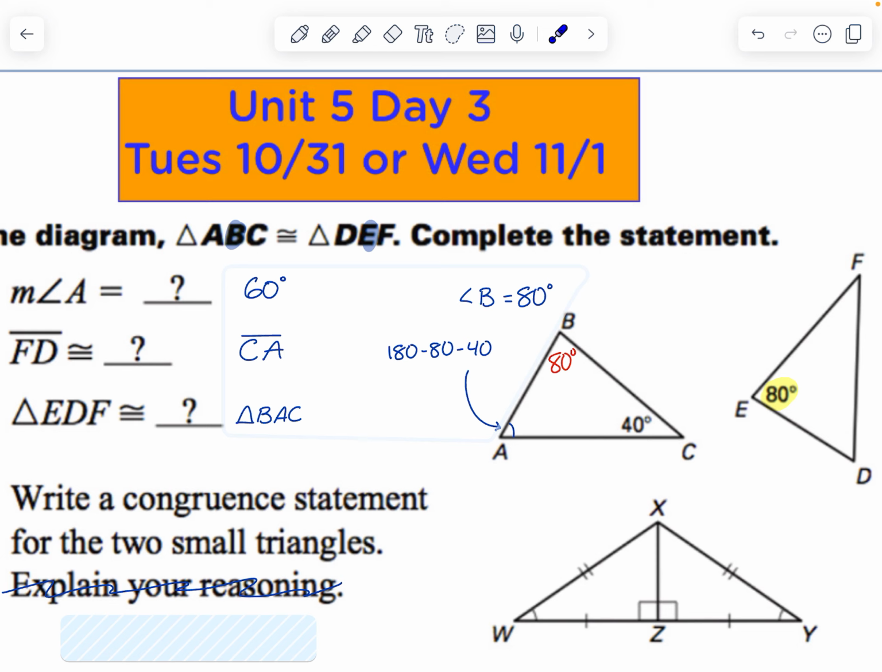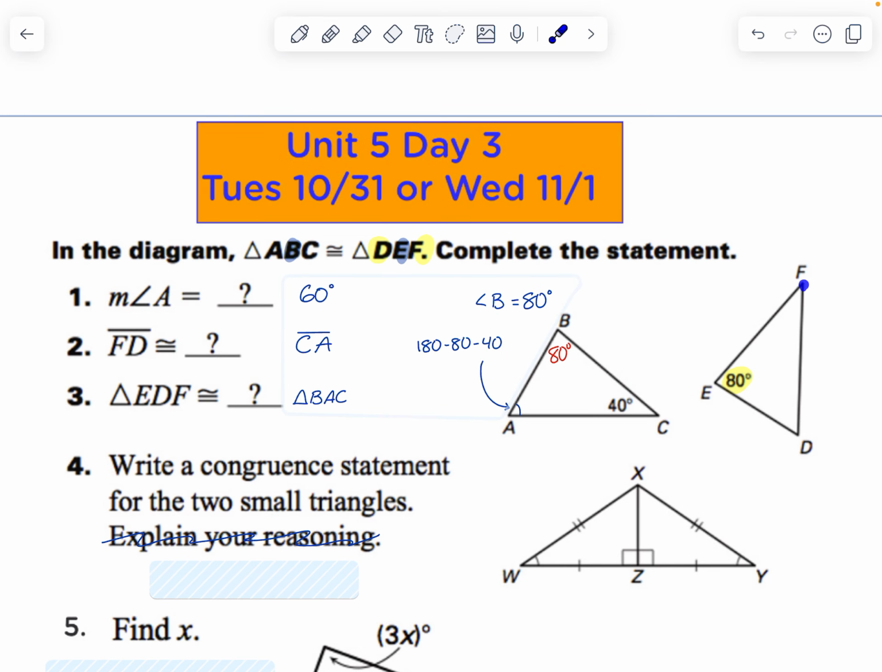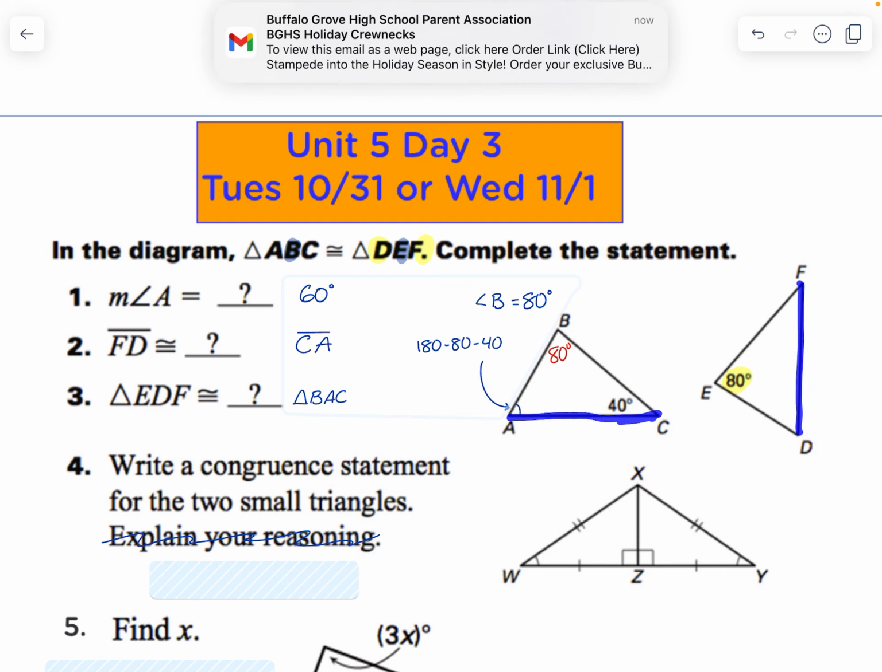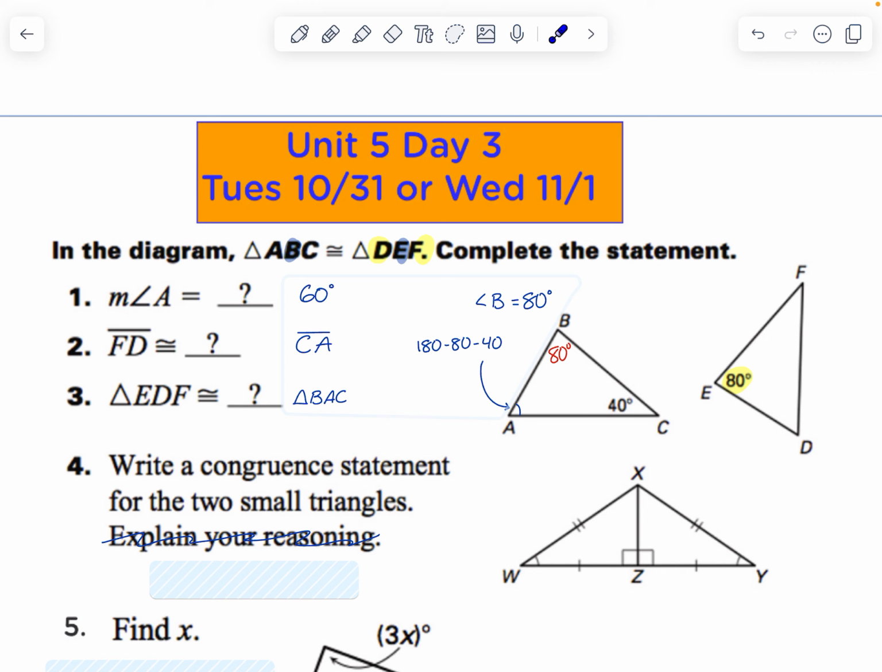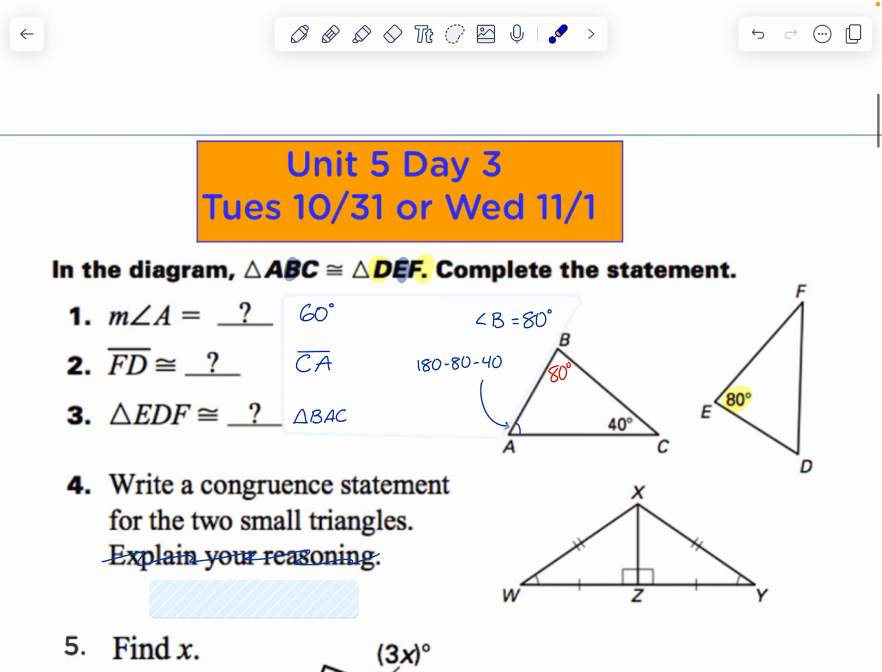Segment FD. Let's take a look at our congruent statement here. FD, that is the last letter and the first letter. So it's the segment that includes the last letter and the first letter, which is actually right here. What's that going to be congruent to? Well, that's going to be AC or CA, right? And that's just matching those up, matching them together. From that, I just write segment CA. DF or FD, CA. Just matching them up.